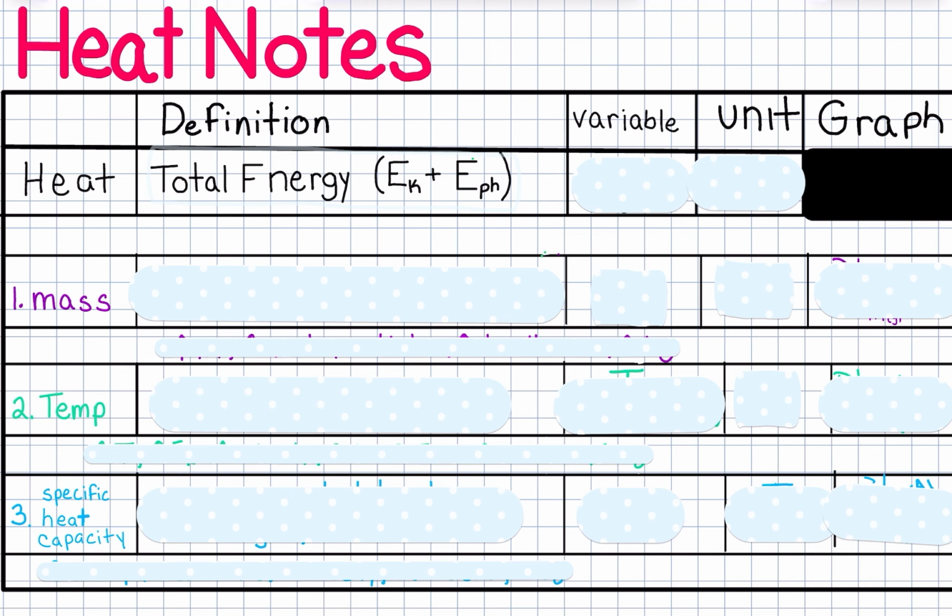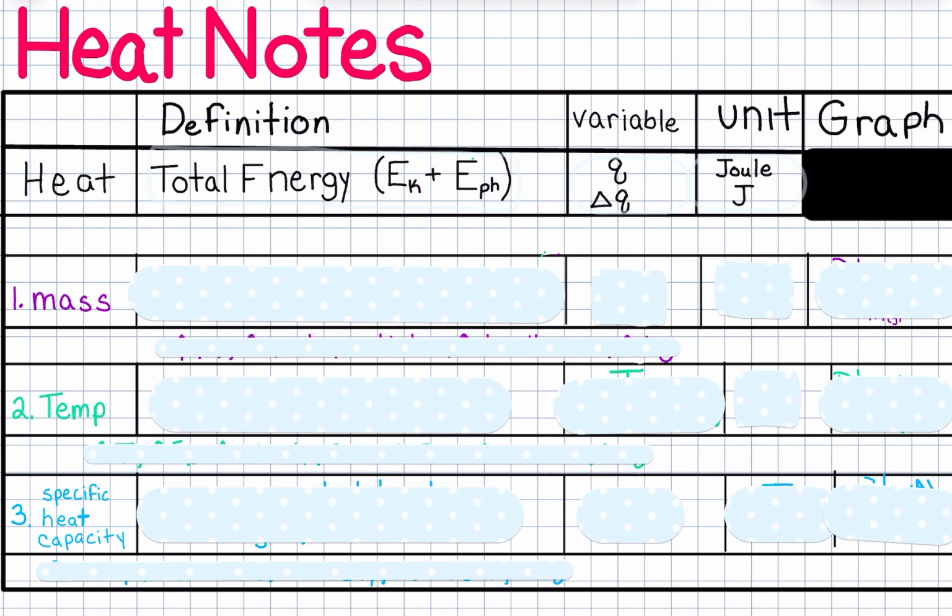The variable that we use for heat is a lowercase q. And since we're going to be talking about the change in heat, then it's going to be delta Q. The little triangle means change. The unit for heat is going to be joule. Energy is measured in joules, and so it's going to be a capital J for the joule.